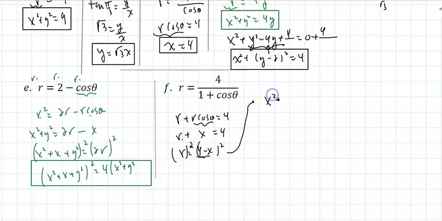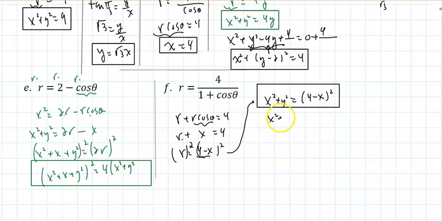R squared is x squared plus y squared. And the right side is 4 minus x squared. On a test, this is all I want. But they proceed to show you what this is the graph of. That's 16 minus 8x plus x squared. The x squared terms cancel out, so I'm looking at y squared. If I switch those, 8x equals 16 minus y squared. If I divide by 8, I would know that this is a parabola.